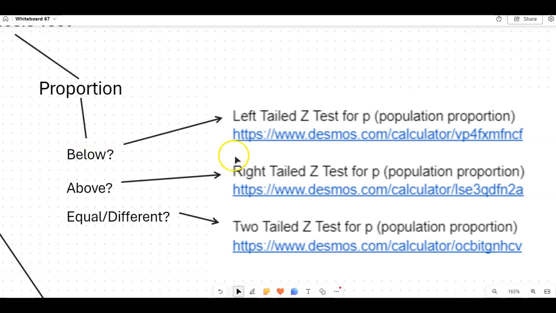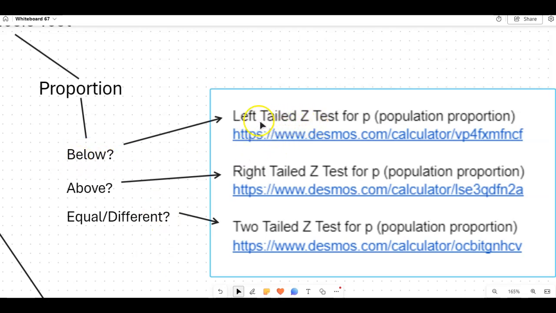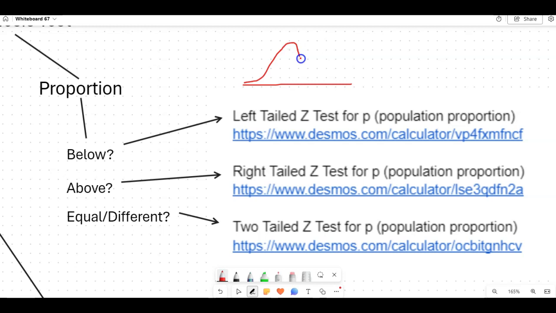So if it's below, then you're going to do a left tail test, because again, think of the bell curve. The claim value of the parameter is going to be in the middle. That's the proportion in this case. But if I think it's below that, then I think I'm going to be over here to the left side. I think I'm going to be below it, so I'm in the left tail. And equivalently, if I think it's going to be above it, then I think I'm going to be over here in the right tail, because that's above the claim value.